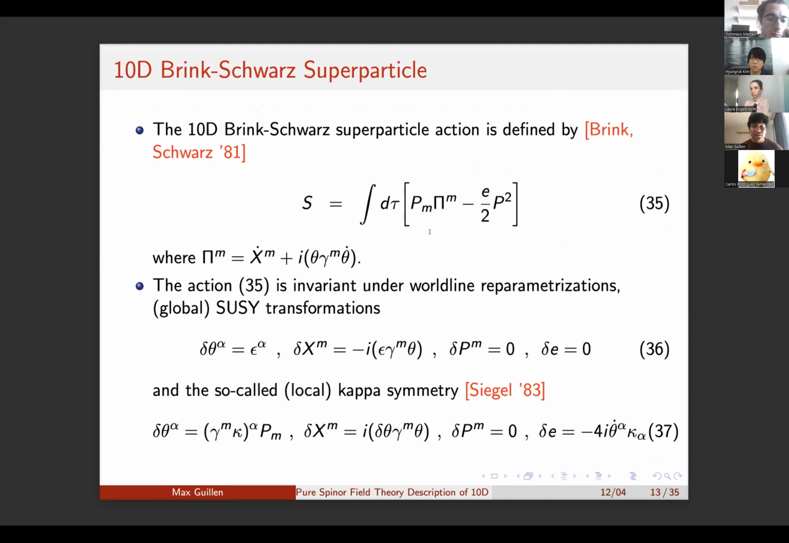Nice. So now let me explain to you how this superparticle story works. This is the action for the superparticle in 10 dimensions. This pi n is the supersymmetric invariant. This action is invariant under worldline reparametrization, supersymmetry transformation, and also this local symmetry called kappa symmetry by Siegel.